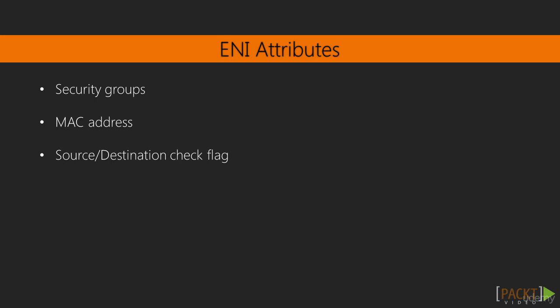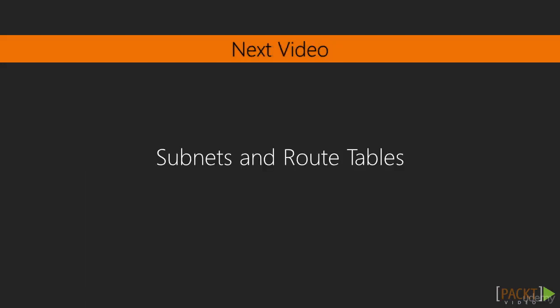In this video, we covered the three types of IP addresses used for EC2s and the elastic network interfaces which hold the instance's network attributes for IP connections. In the next video, we will describe subnets in more detail and introduce route tables.